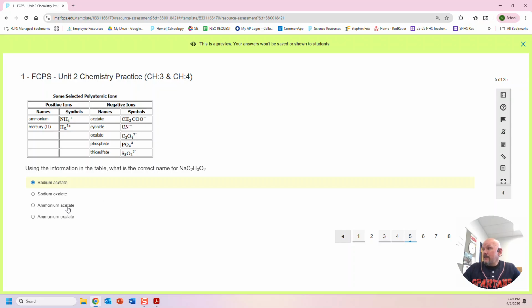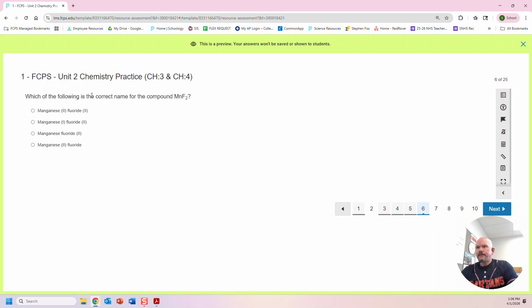And it is something with acetate, but Na is not ammonium. NH4 is ammonium, so it can't be this one or this one. So, hopefully by process of elimination, we eliminate this one, and this one, and see what's left. Okay. Move on to number 6.